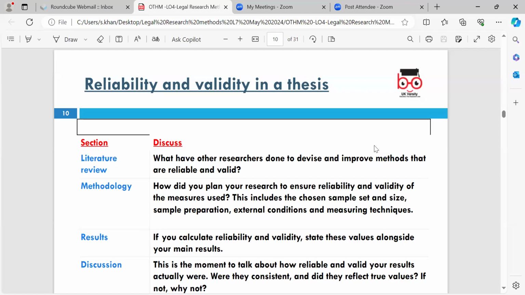An example of that: if a doctor uses a symptom questionnaire to diagnose a patient with a long-term medical condition, and several different doctors use the same questionnaire with the same patient but give different diagnoses, this indicates that the questionnaire has low reliability as a measure of the condition. So it's really important that you're able to identify these.